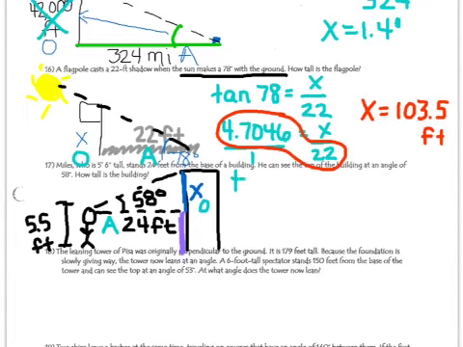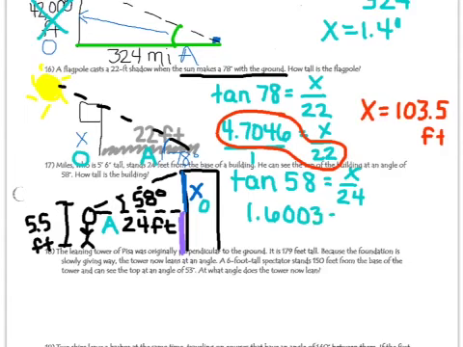So I would say tan of 58 this time is equal to x over 24. It's going to be very similar to the last problem. Tan of 58 is equal to 1.6003 equals x over 24. Put this over 1. And let's cross multiply. And I get about 38.4 feet.